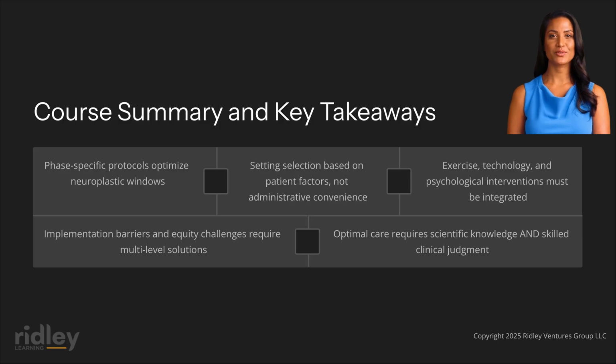This concludes our comprehensive course on stroke rehabilitation. We have covered the critical concepts of phase-specific rehabilitation protocols for ischemic and hemorrhagic stroke, the factors guiding rehabilitation setting selection across the care continuum, the evidence base for exercise interventions including task-specific training, aerobic exercise, resistance training, and balance rehabilitation, the emerging technologies including robotics, virtual reality, and neuromodulation that are expanding our therapeutic toolkit, the assessment and management of cognitive impairment, depression, and aphasia, and the implementation barriers and health equity challenges we must address to ensure all stroke survivors receive evidence-based care.